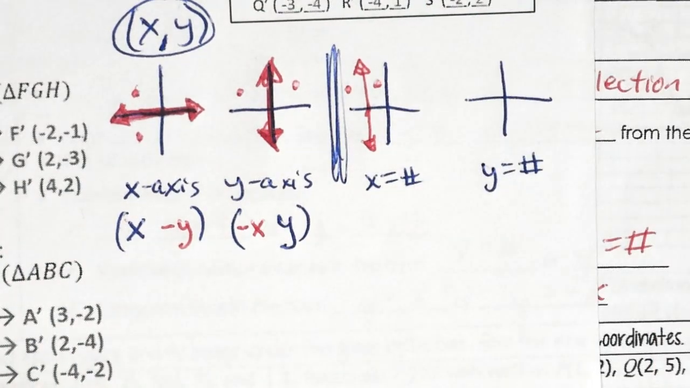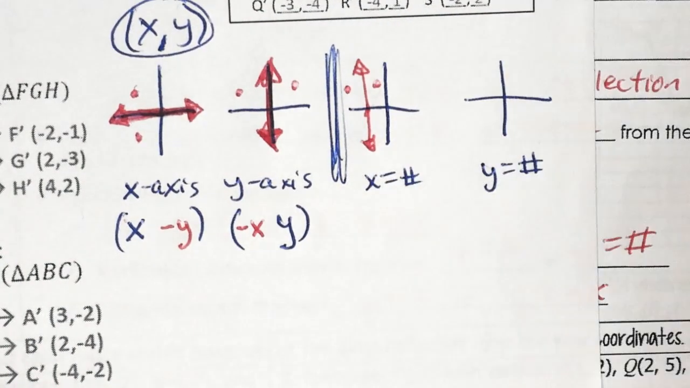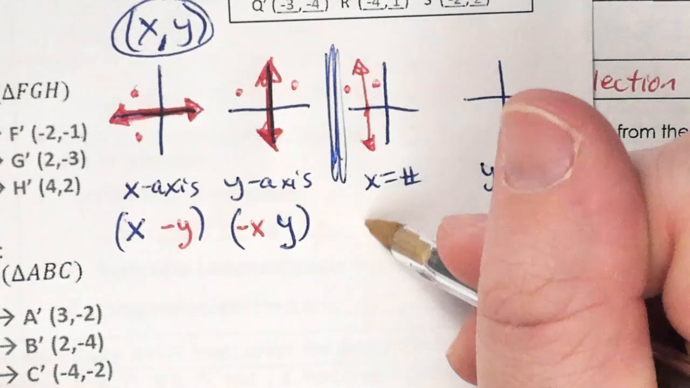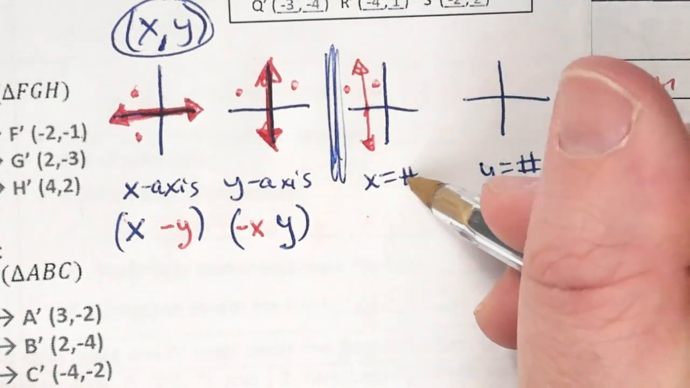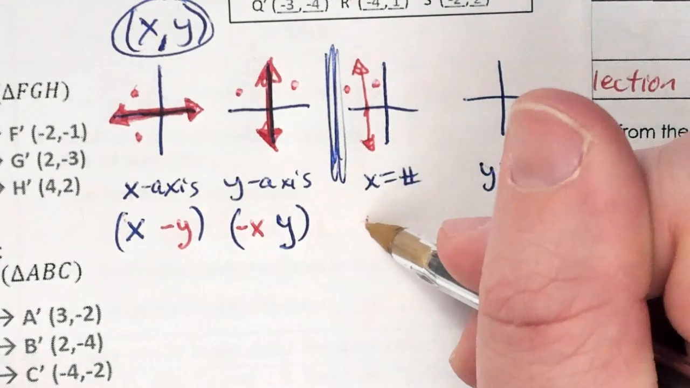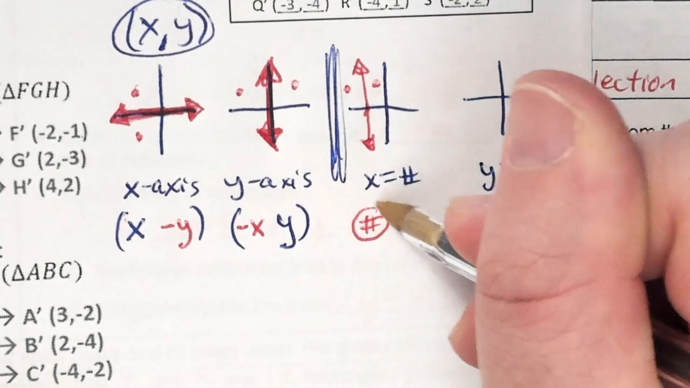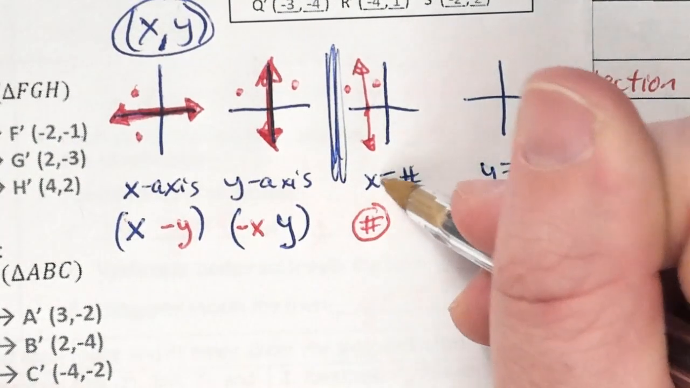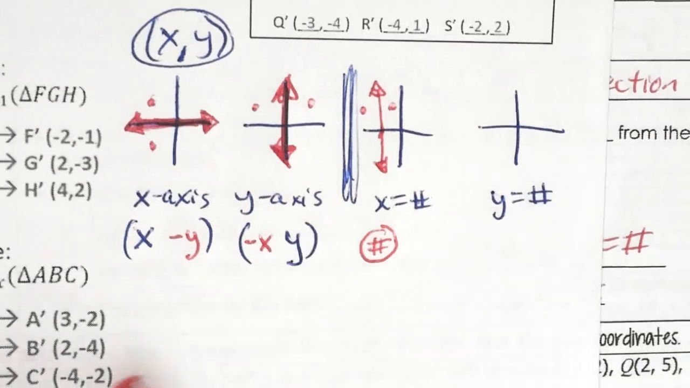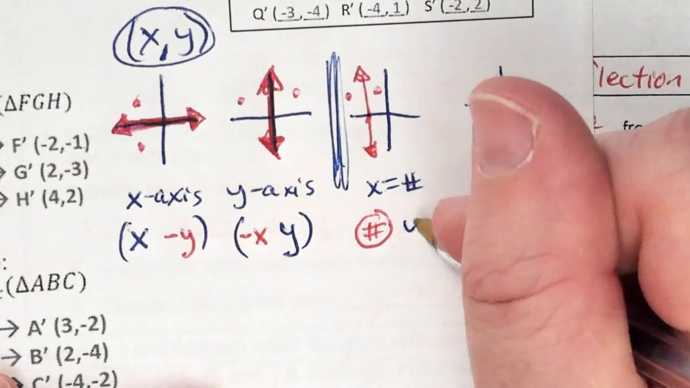And so what stayed the same? So x would turn into some random number. It wouldn't be this number, it'd be some other random number. So I'm going to also call it a number, but I'm going to put a circle around it. It's not the same number. And then x would be some number, and y would stay exactly the same.